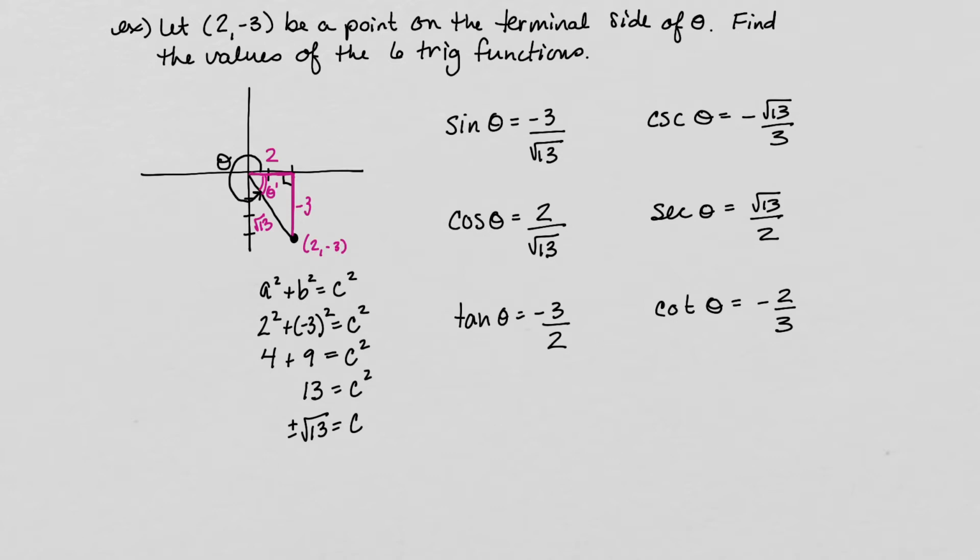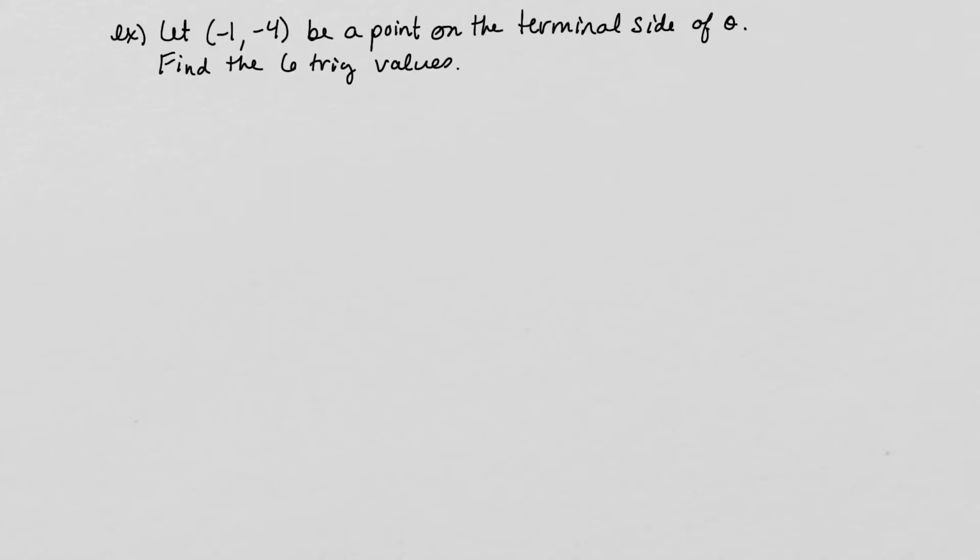No problem. Okay, so back to our new problem here. I've got -1, -4 as a point on the terminal side of theta. Find the 6 trig values.